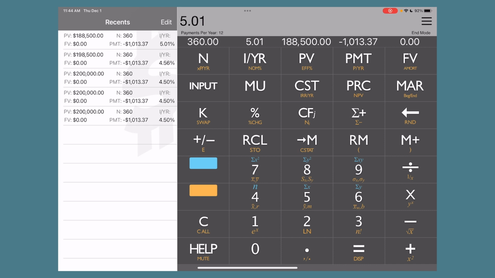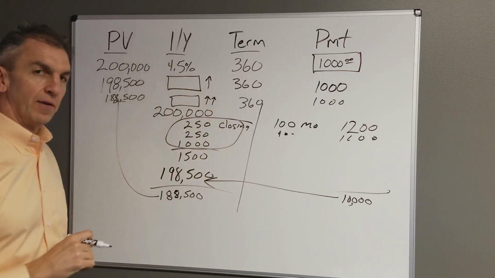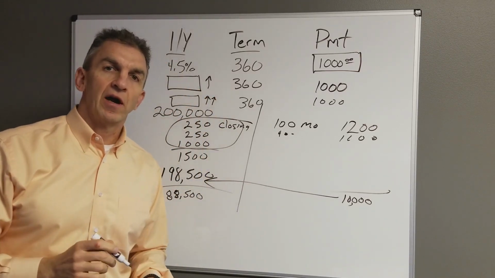So there you have it. What we've done is we've solved for the payment and for the APR. This is going to be up a lot more than where we started. So there's your simple APR calculations.